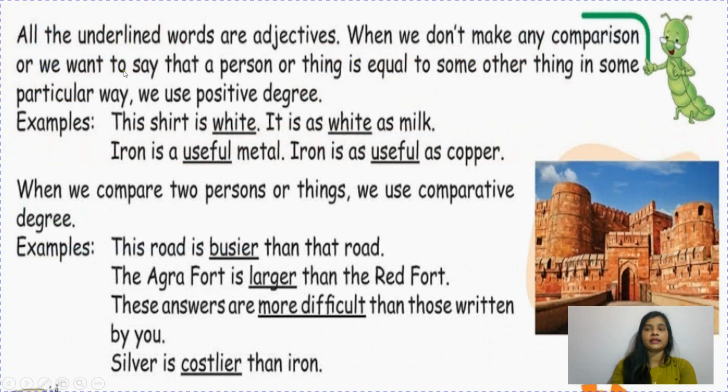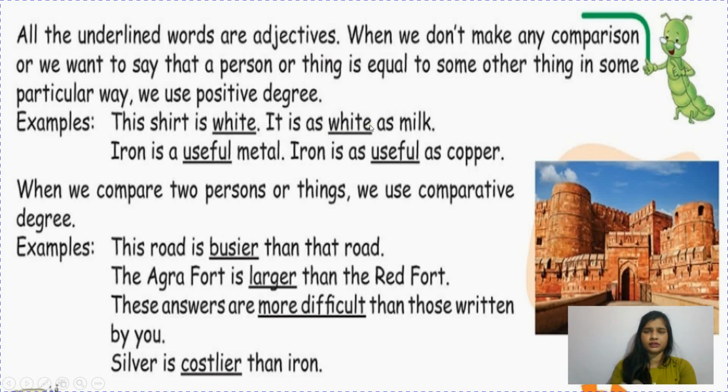When we don't make any comparison, or we want to say that a person or thing is equal to some other thing in some particular way, we use the positive degree. For example, this shirt is white. We are talking about the one shirt. So we have written, the shirt is white. It is as white as milk. Children, please notice this, as white as. We have to use the adjective here.